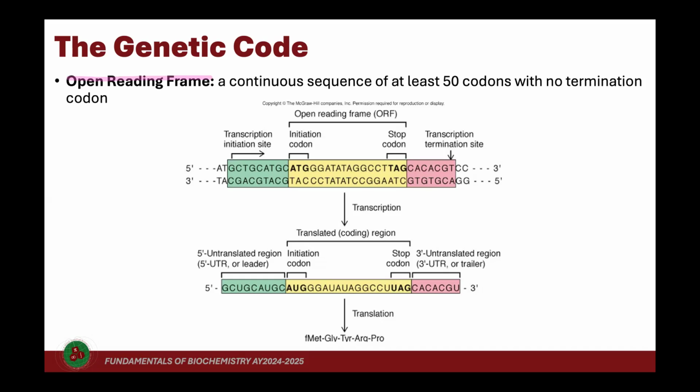Why is that? Because the probability of encountering a stop codon is 1 in 20 codons. So if you have a DNA molecule, 1 in 20 codons, you will encounter a stop codon. So you need to look for open reading frames. Your genes are usually identified initially through an open reading frame, so you should have at least 50 codons with no termination or stop codon.